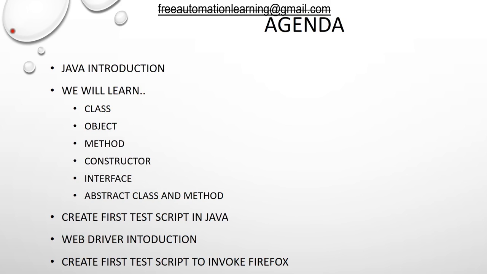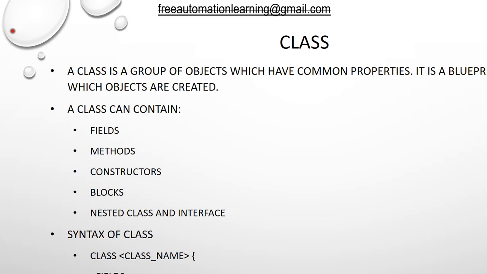Next, firstly, what is a class? A class is a group of objects which have common properties. It is a blueprint from which objects are created. A class can contain fields, methods, constructors, blocks, nested blocks, and interfaces. So I will open Eclipse and show you what a class is, how we can create a Java project, and then create a Java class. What do we mean by this? A class is a group of objects which have common properties.